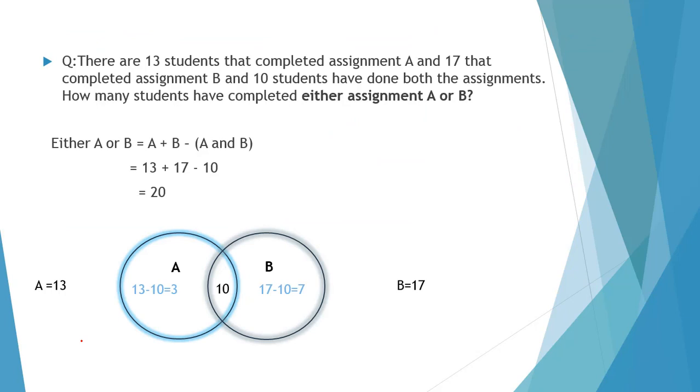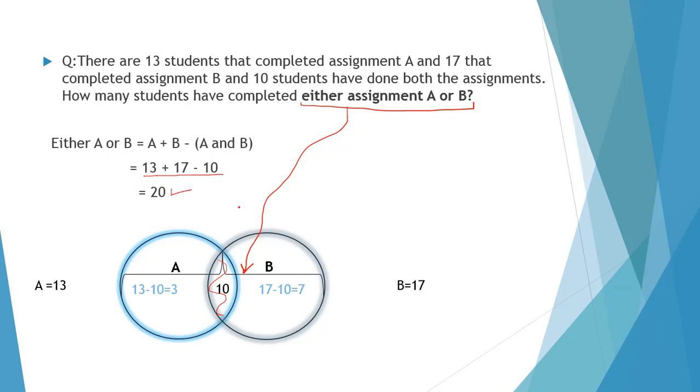There are 13 students that completed assignment A and 17 that completed assignment B and 10 students have done both the assignments. How many students have completed either assignment A or B? This A or B means that we are interested in counting all the students inside this area, but we should not double count the students that are inside the intersection area. Insert the values in the formula. 13 plus 17 minus 10, 20.